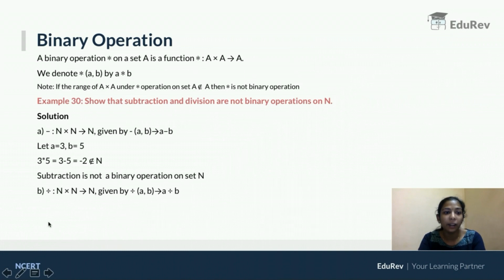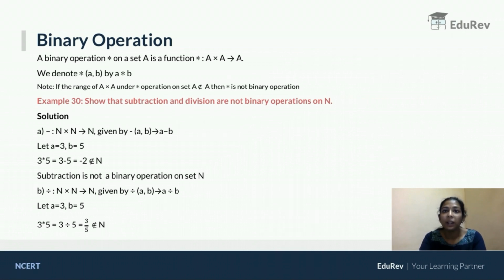Let's go to the next part. Division from the Cartesian product on natural numbers to N is given by simply division of the ordered pair A comma B, which is nothing but A divided by B. Here also it represents that division is performed on the ordered pair A comma B. I am again assuming A is equal to 3 and B is equal to 5. So what will be A star B? 3 star 5. But what does star represent here? Division. So 3 divided by 5. What will be that value? 3 by 5, or 0.6.